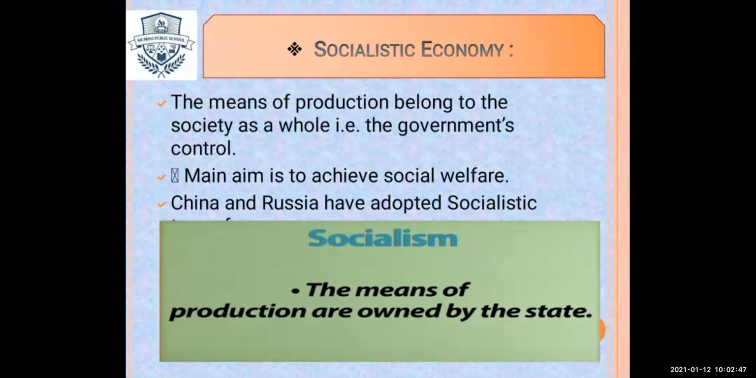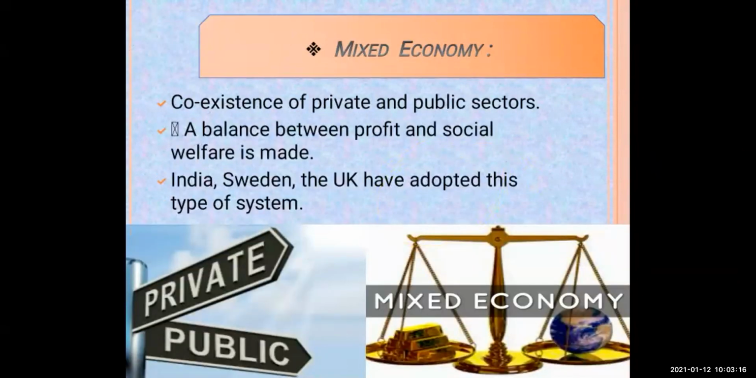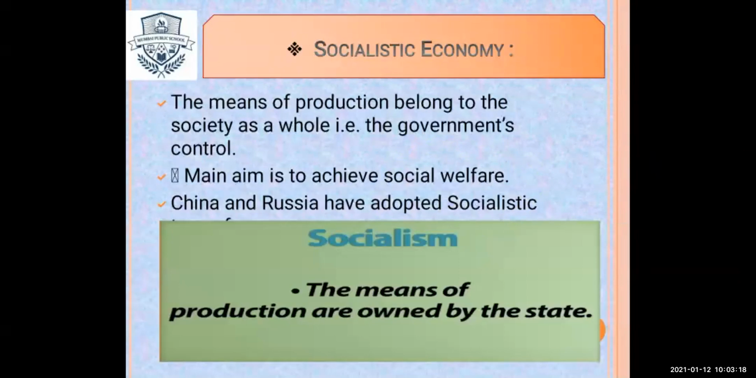The second type of economy was socialistic. With the word itself I gave you a hint: social, as in socialistic. It works only for social welfare. Everything is in the government's hands. The government will control the means of production, which belongs to the society. The main aim of this economy is only social welfare. This was the second type of economy.